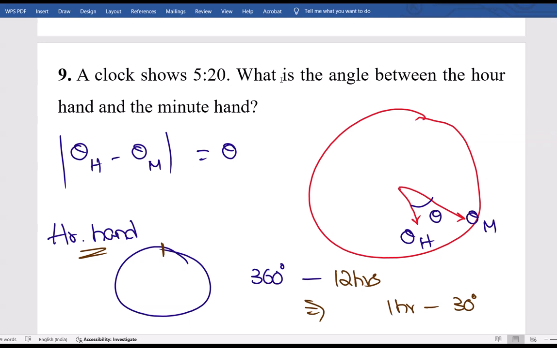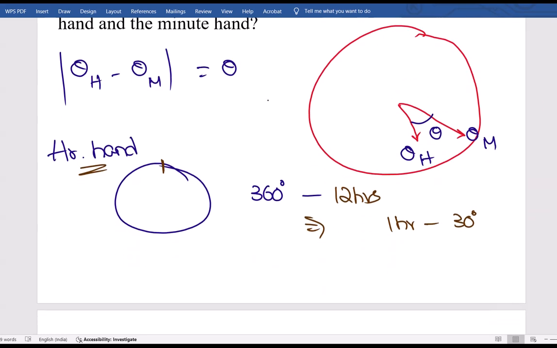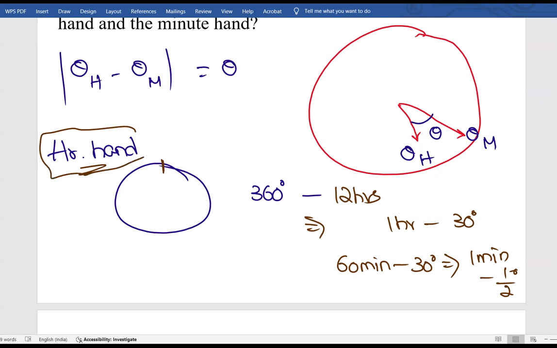Accepted, right? Now 1 hour is nothing but 60 minutes. 60 minutes is 30 degrees, so each minute is half a degree. This is only for the hour hand. For the hour hand, we need to consider two things: the number of hours as well as the number of minutes.